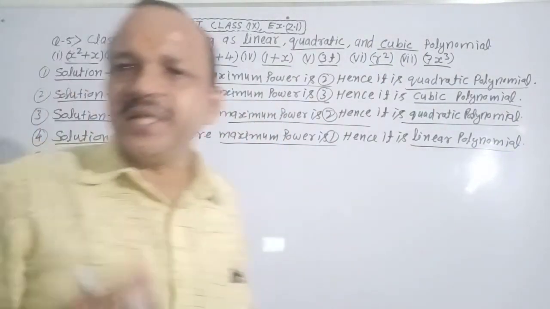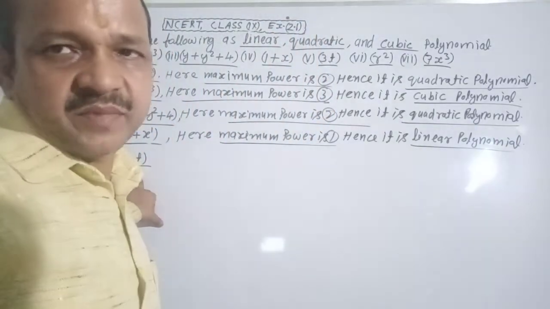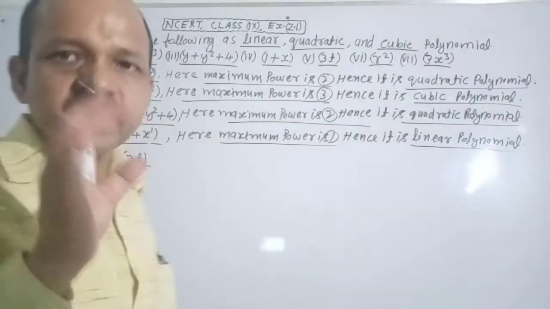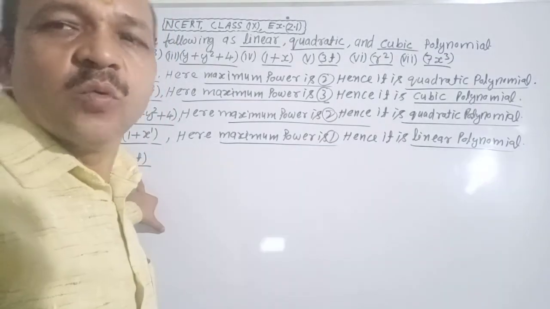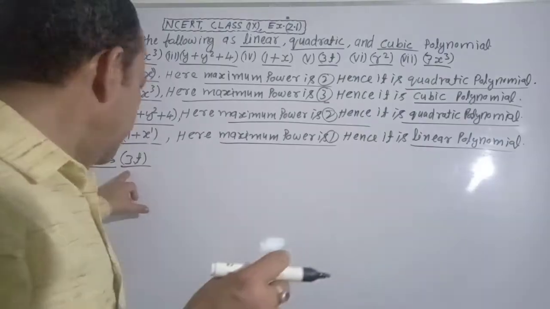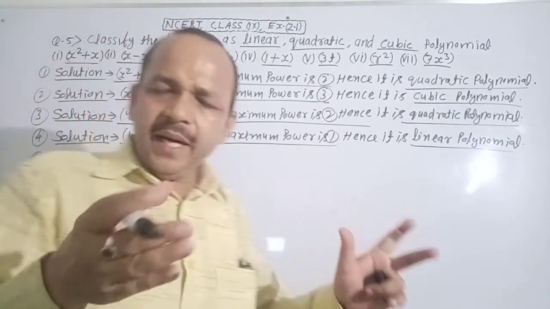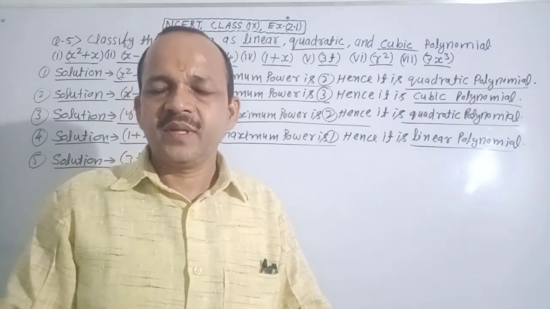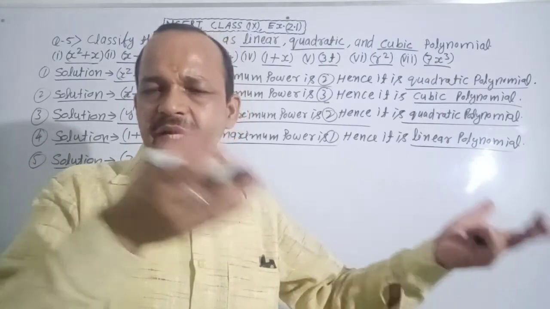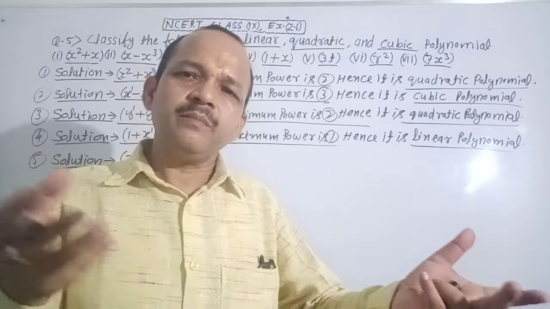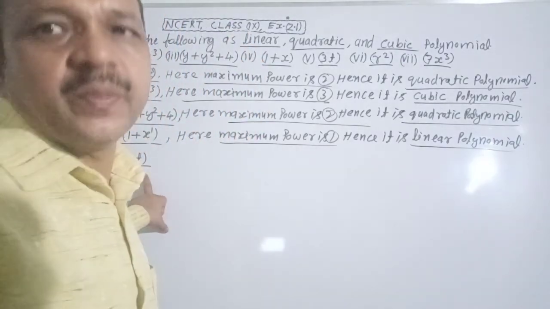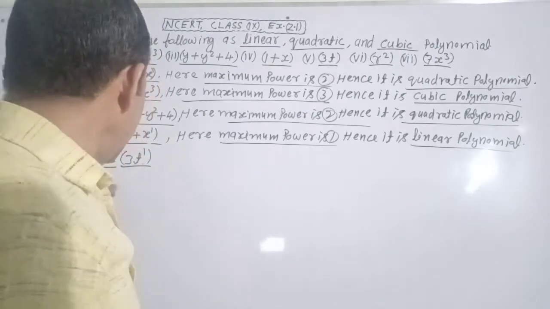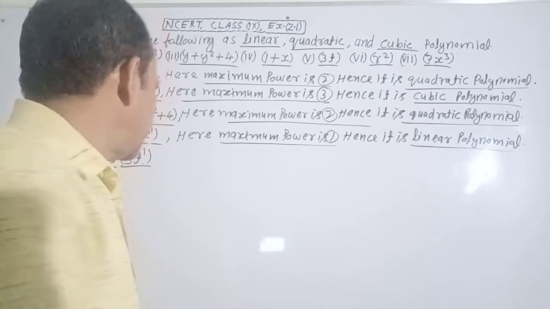Your question is 3t. Here only one term. Clear? Here one term. Only one term. 3 is the coefficient. A number in front of a variable is called its coefficient. Alphabets X, Y, Z, A, B, C, and so on are called variables. Here t is the variable. The power of t is 1. Hence it is a linear polynomial.